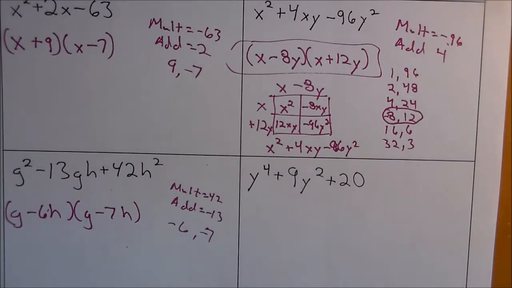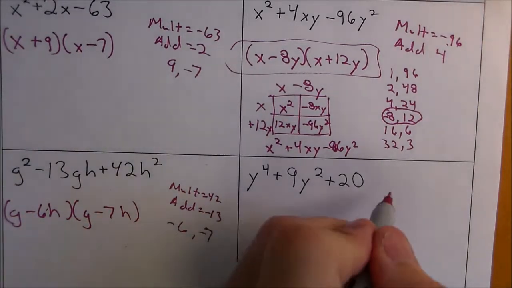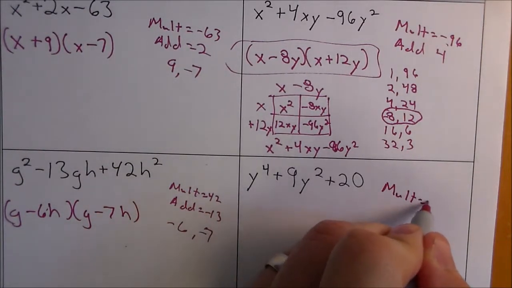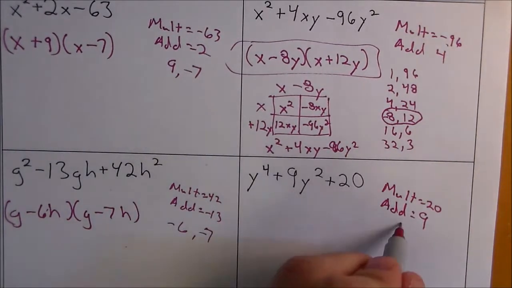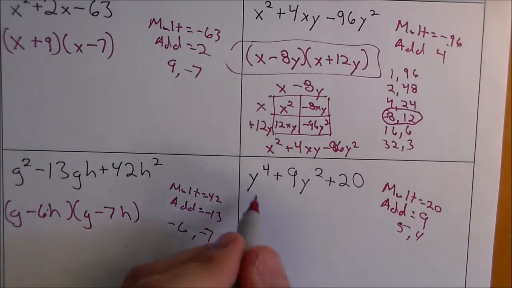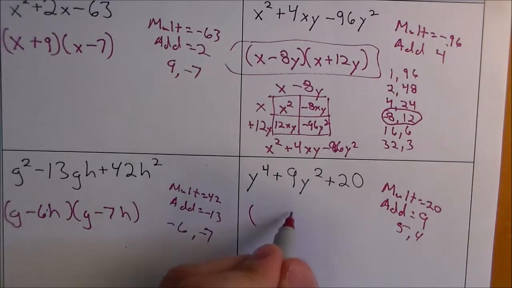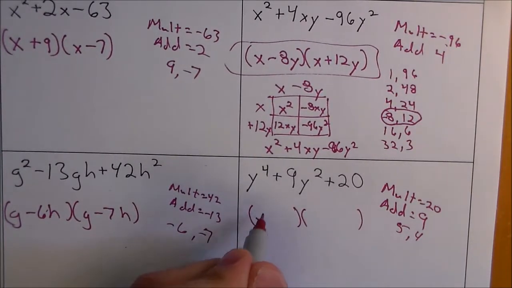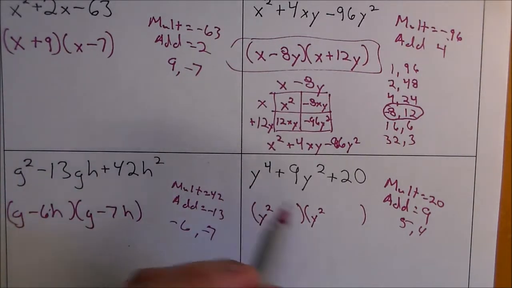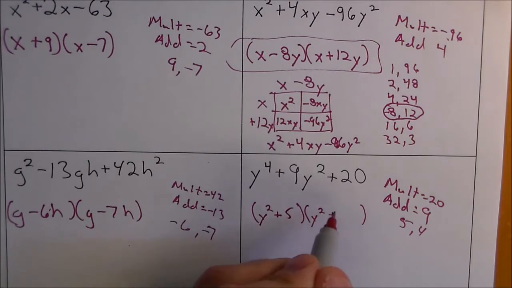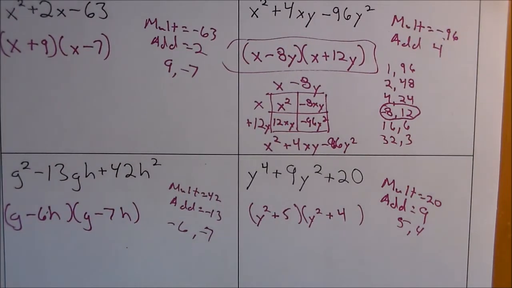Last one, y to the 4th plus 9y squared plus 20 multiplies to 20. That adds to 9. 5 and 4 look like a good choice. Now this is y to the 4th, so when I split it, I probably want y squared, because it's the square root of them. And then we're going to go y squared plus 5, y squared plus 4 as our factors.